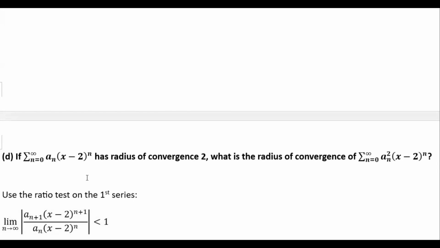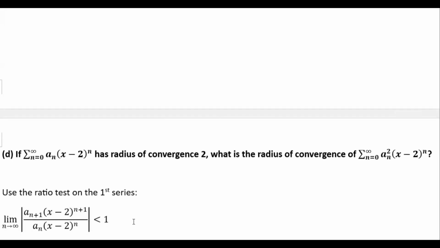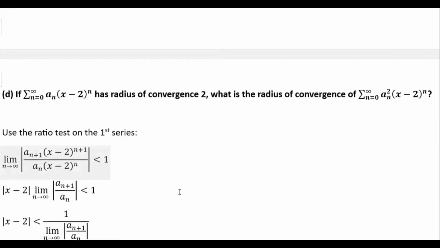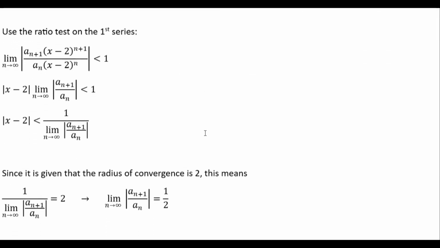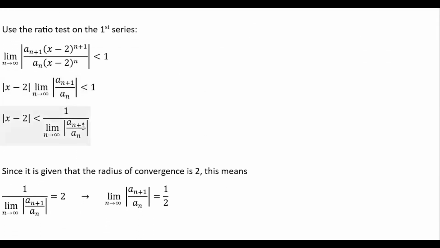Okay, the ratio test says it converges when the limit is less than 1. That's how we find the radius of convergence, right? So if we go through the algebra, these simplify, and it's like a constant because it doesn't depend on n, so we can pull it out. And we can divide both sides by this limit. So that's what I did over here. It's given that the radius of convergence of this guy is 2. So that means this term over here must equal 2.